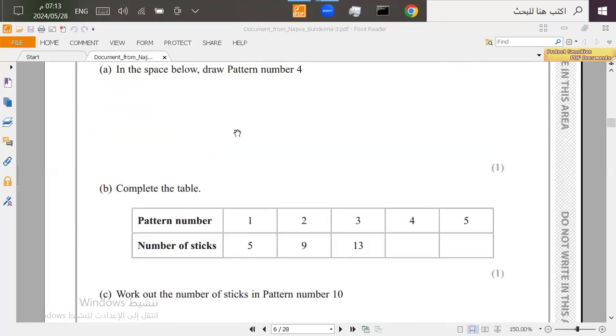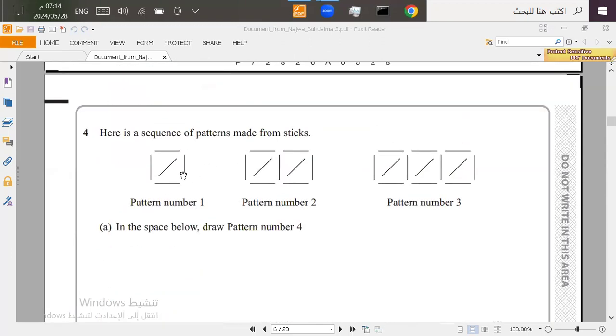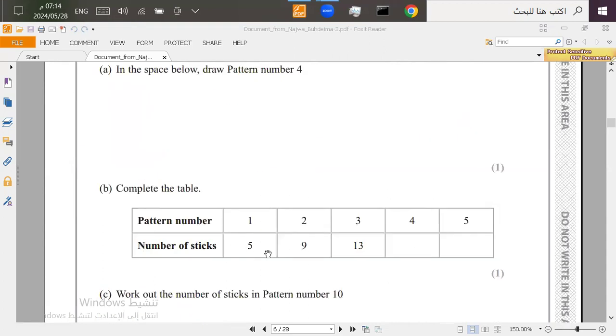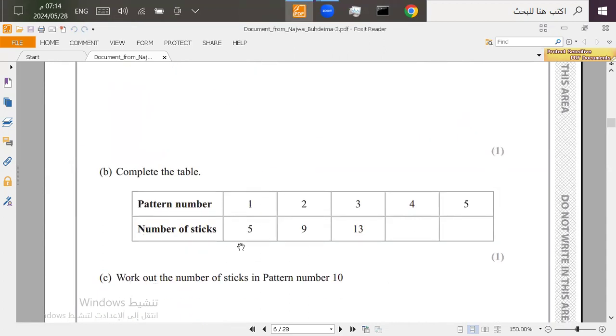Complete the table. As we said, the first pattern has five sticks. They add four sticks, three on the side and one in the middle. So each time they're adding four sticks. So pattern one, five sticks. Pattern two, they added four. Pattern three, they added four. Next pattern, yes, they added four.